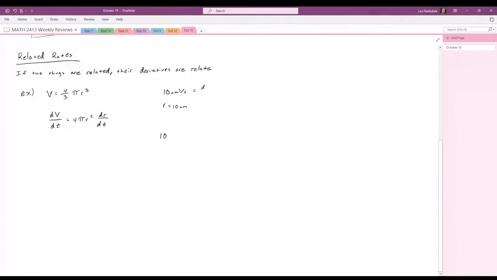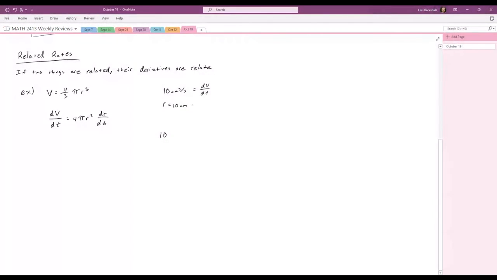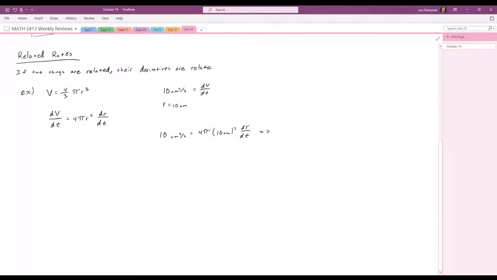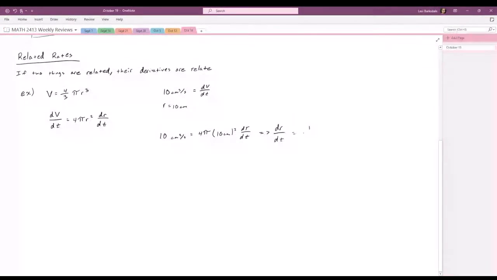Simply because this is the change in volume, this is the current radius, so then we can say that 10 centimeters cubed per second is equal to 4 pi times 10 centimeters squared times dr dt. And then that would imply that we could find our rate of change of our radius. And that would be 1 over 45 centimeters per second.